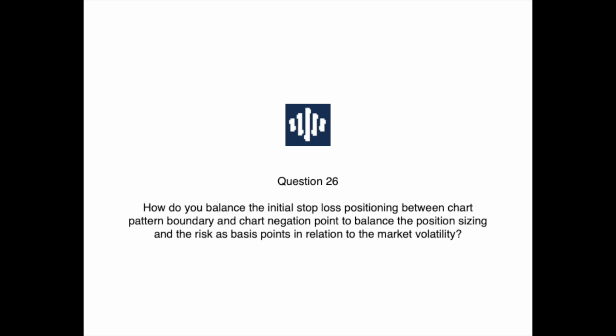How do you balance the initial stop loss positioning between chart pattern boundary and chart negation point to balance the position sizing and the risk as basis points in relation to the market volatility? Well, this is one of the reasons I have discussed the ATR-based trailing stop loss, which also accounts for volatility in the markets. If you look at those 2 educational videos, you will have a better understanding of how they behave, and it will definitely help.